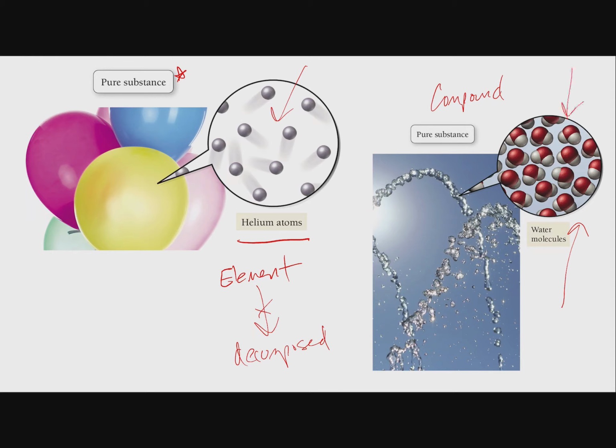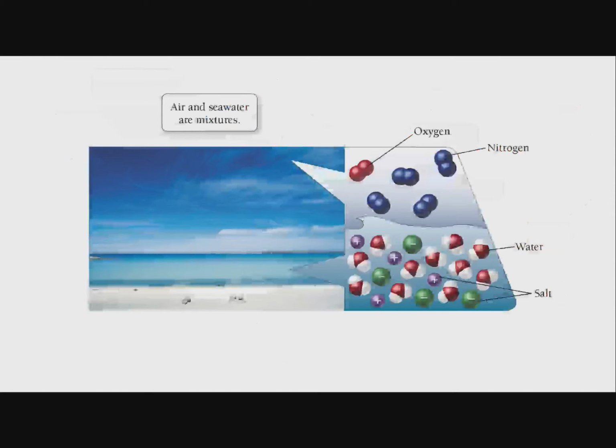So if you don't have a pure substance, then you have a mixture. Now, mixtures are composed of more than one substance. It can be two types of atoms, two types of elements. It could be a mixture of multiple compounds, okay? But the difference here is that a mixture is composed of different substances that are not chemically united, but simply mixed together, okay?